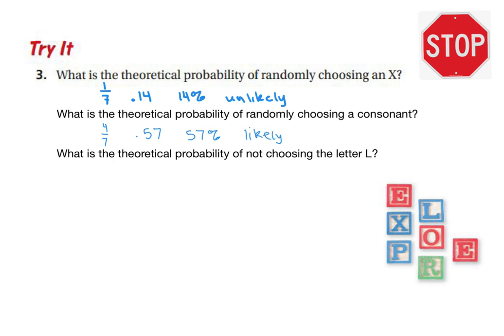And finally, what's the theoretical probability of not choosing an L? Well, there is only one L, so that means 6 out of the 7 would be favorable outcomes for that. 6 divided by 7 is 0.85, 85%, and likely. And some of you may even say that that's very likely.